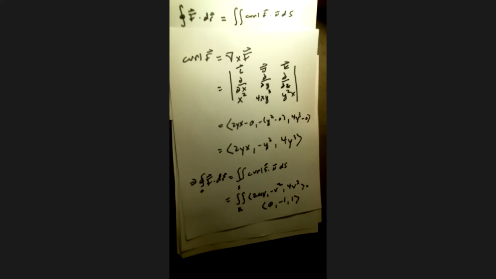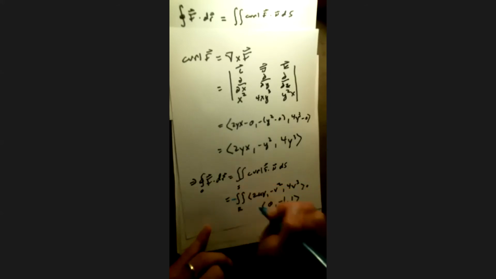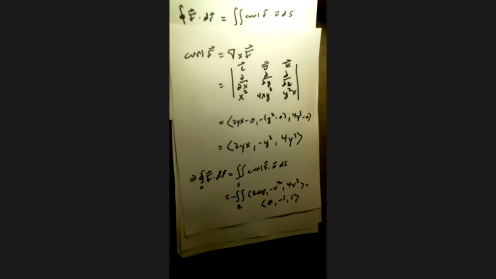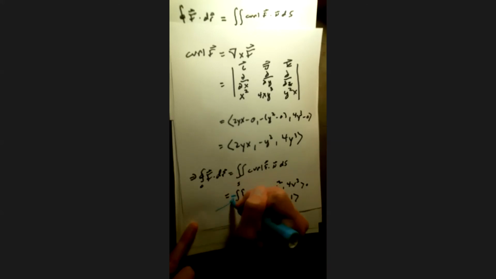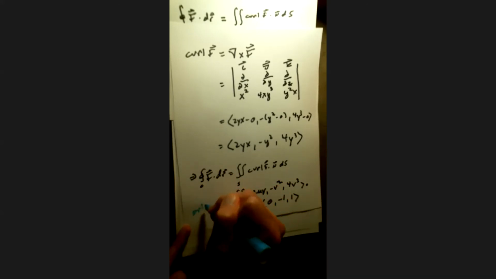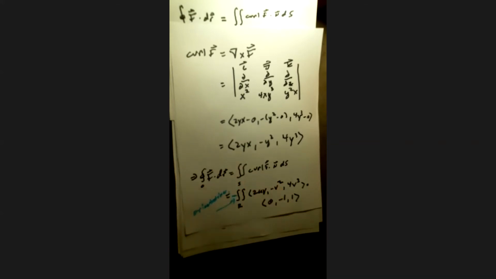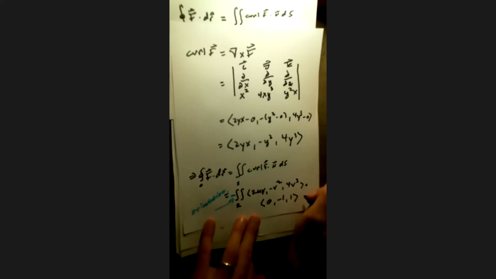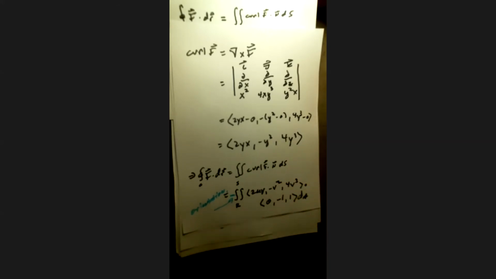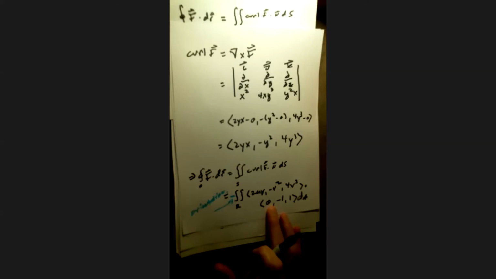You've got to flip the orientation. Yeah, and then we've got a negative out front, exactly, for the orientation. So, good catch. And then this is all going to be dA. Questions about where this came from before we actually go through and crunch it?